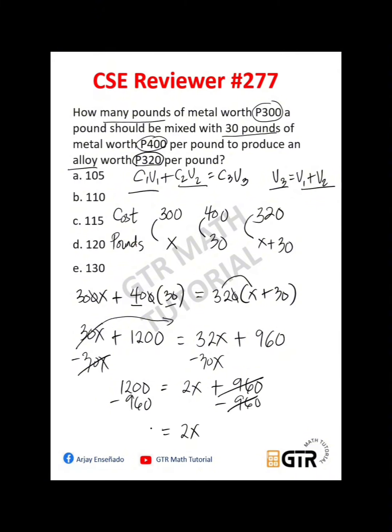So we have 0 minus 0 is 0. This will be 10 minus 6, that will be 4. And then this will become 11 minus 9. We have 240. Last step, divide both sides by 2. So therefore, the value of x now is equal to 24 divided by 2, we have 12. Just copy the 0, 120 pounds. So the answer is letter D, 120.